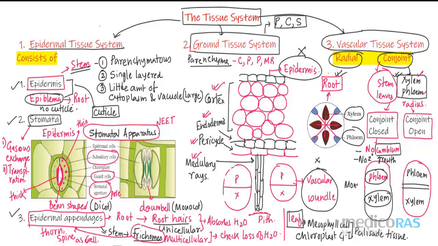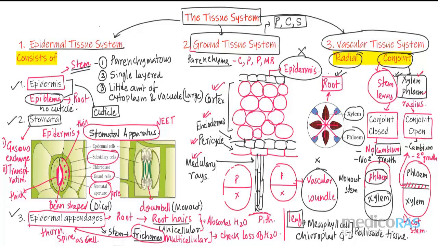Monocot stem is the best example, whereas in case of conjoint open, it has cambium in between xylem and phloem. As you can see here, this structure is nothing but the cambium, and if cambium is present, that means it can go for secondary growth as well. So this structure is commonly observed in dicot stem. So this is the simplest way how we can remember all the parts of tissue system.